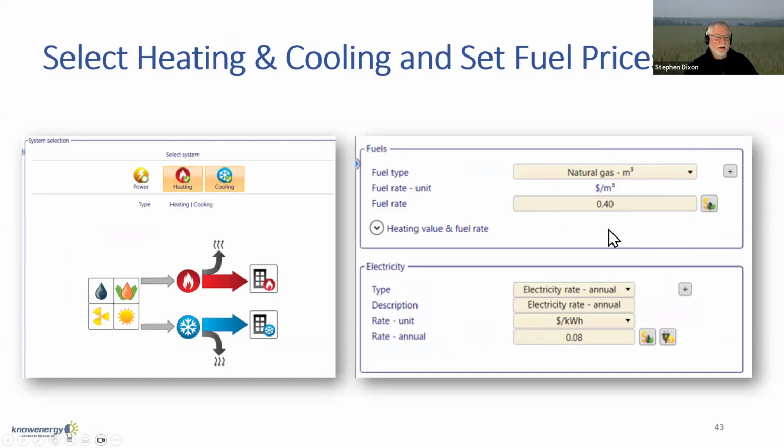We've got natural gas. I have assumed values of 40 cents a cubic meter and 8 cents a kilowatt hour for the electricity. And we'll talk about that later on. This does make a huge difference, the relation between those two, because obviously you've got to trade one off against the other. But there's some interesting ways to do that potentially.